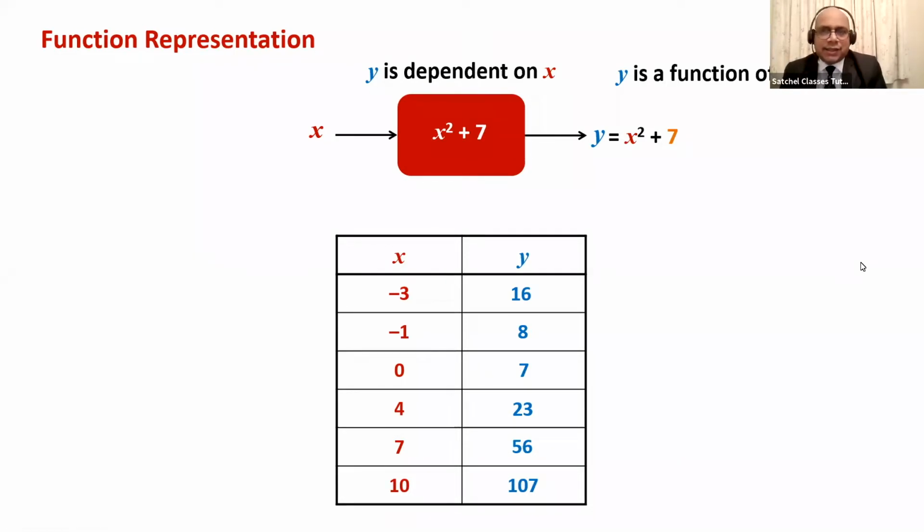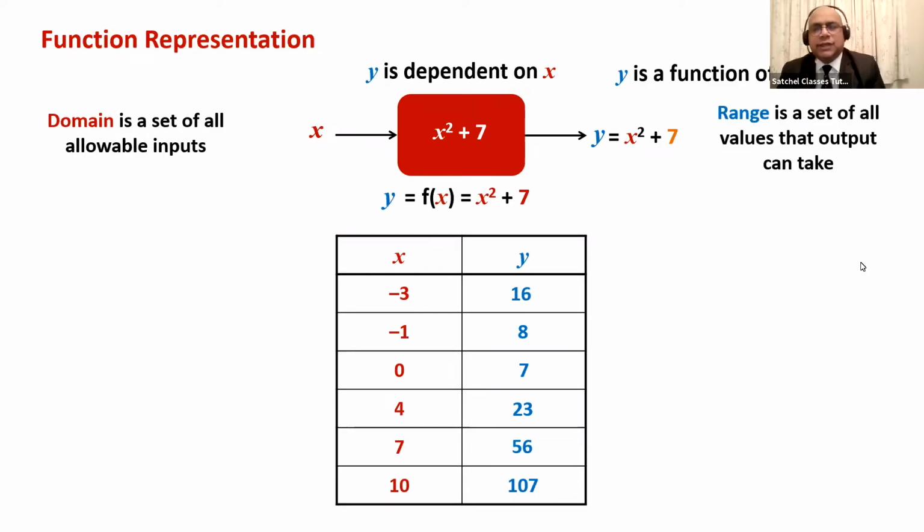Now, this is represented in a specific manner. It's represented as y equals f of x, indicating that y is a function of x. The f in f of x is the function, correct? Domain is a term referring to all the input values, whichever values the input can take, whereas range is the set of values that the output can take, correct? And we can write the function as y equals f of x, which in this case is x squared plus 7.